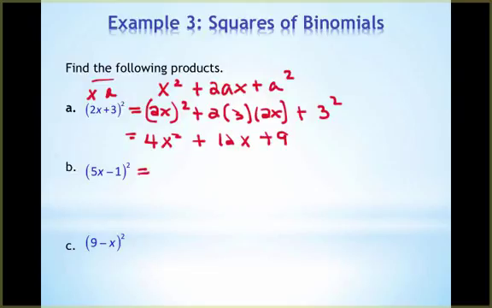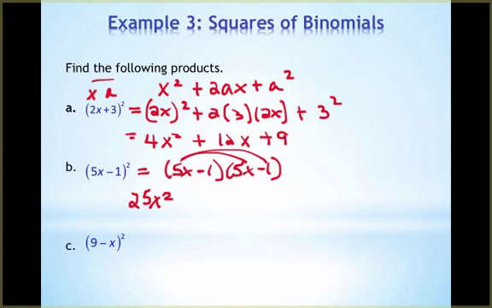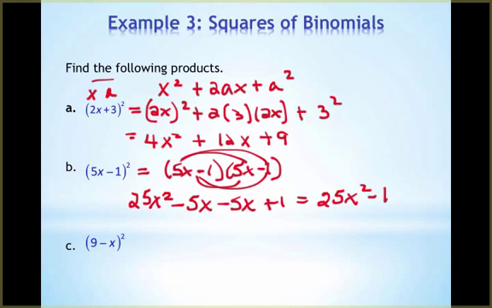So you might want to just think of doing 5x minus 1 squared as 5x minus 1 times 5x minus 1. So first would be 25x squared. Outer minus 5x. Inner minus 5x. Last plus 1. Combining like terms, we get 25x squared minus 10x plus 1. So the nice thing about these is that you do have options as to how you want to do them.